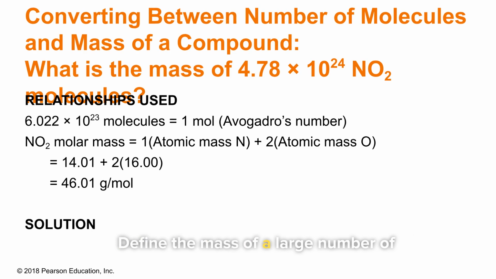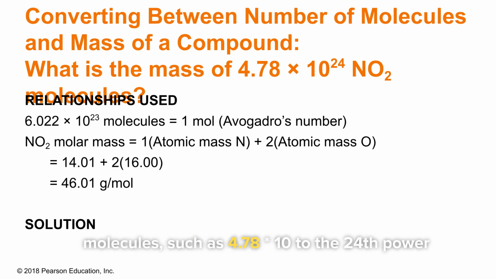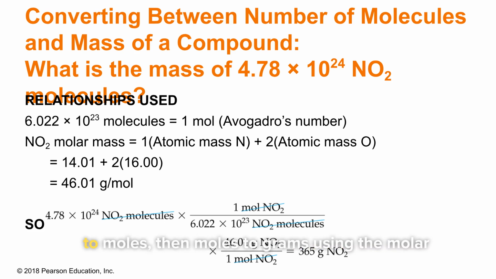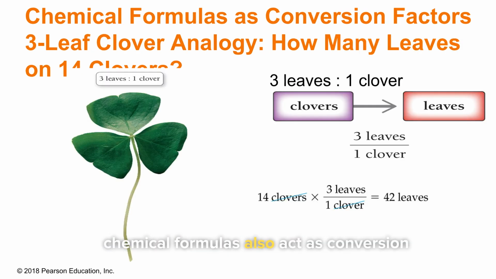To find the mass of a large number of molecules, such as 4.78 times 10 to the 24th power of NO2 molecules, we first convert molecules to moles, then moles to grams using the molar mass. Chemical formulas also act as conversion factors. Just as we use the ratio of leaves to clover to count items, we use the subscripts in a chemical formula to relate atoms to the molecule.